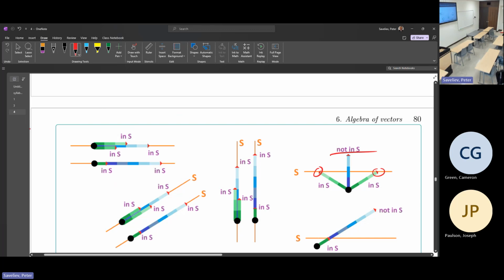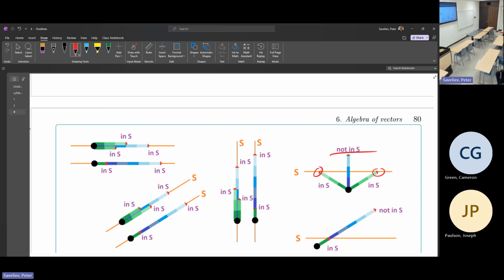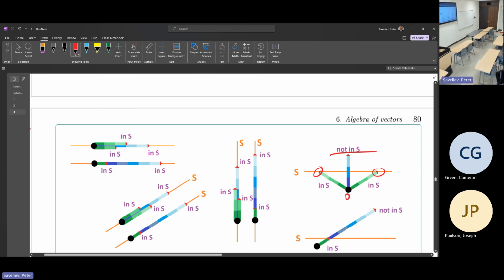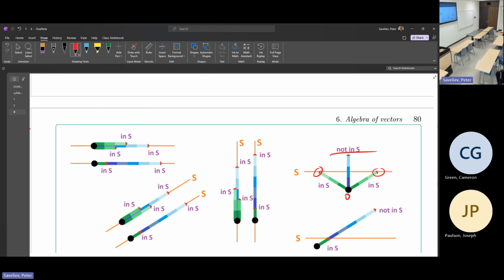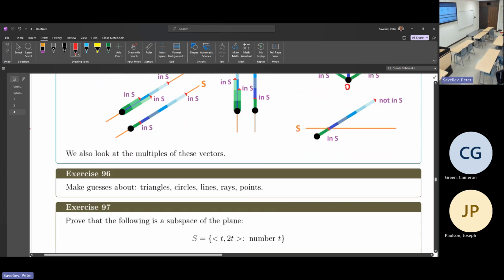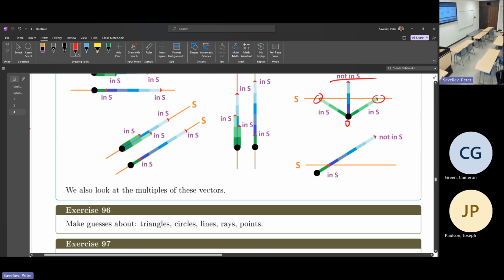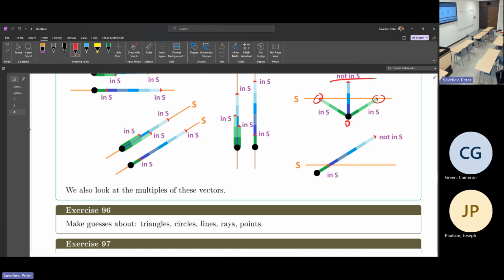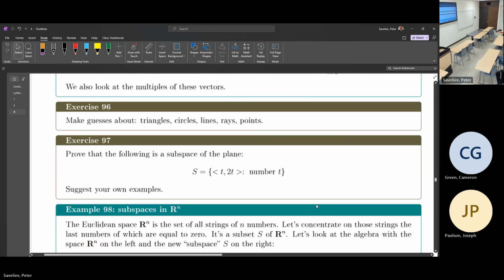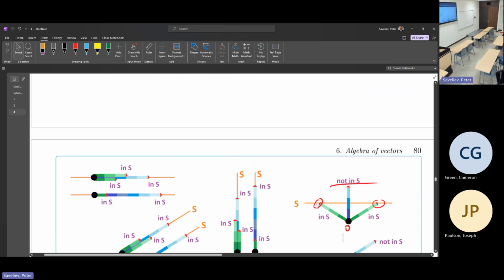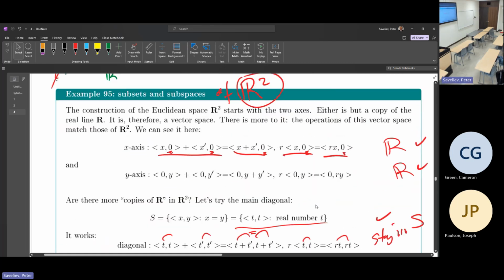So if your line is passing through the origin, then adding vectors will stay on the line. Multiplying is the same thing. But if it is not passing through the origin, this is my origin right here, adding these two vectors will not produce a vector that's still within S. Same with scalar multiplication. That's very much what we expect to have with subspaces. Okay, so in higher dimensions, you can guess. These are one-dimensional subspaces of R2.